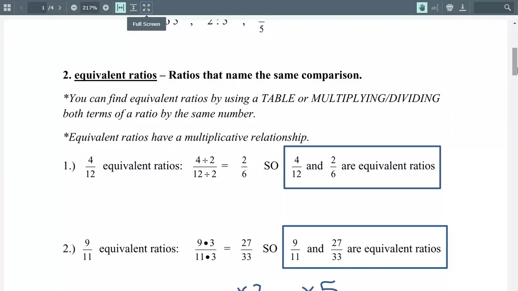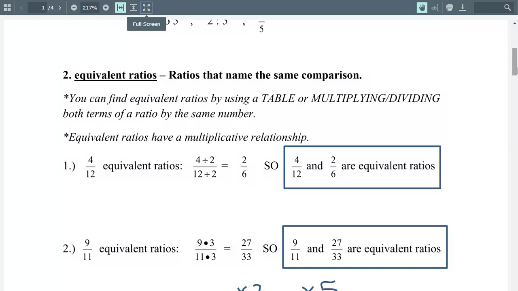So look at 4 over 12. To make an equivalent ratio, you could either multiply or divide. In this example, we divided both the top term and the bottom term by 2 to get 2 over 6. Remember, the question is not asking you to make the ratio in simplest form. They're just asking you to create an equivalent ratio, meaning you're either dividing or multiplying the top and the bottom term by the same number. So when I divide the top and bottom term both by 2, we get 2 over 6, which means that 4 over 12 and 2 over 6 are equivalent ratios.